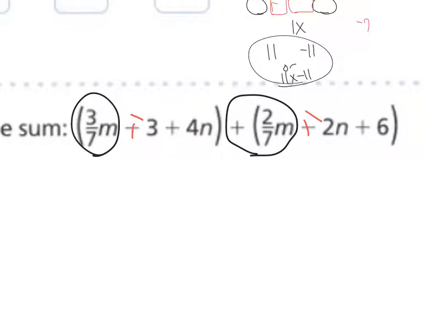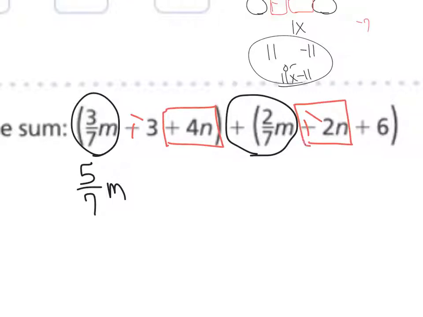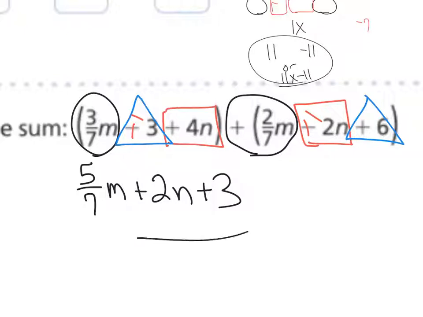So the m's, we can combine. They already have the same denominator, so that makes things easier for us. So that would be 5/7 m. Other variables, we have n's. So 4 plus negative 2 would be a positive 2n. And then the constants, we've got negative 3 plus 6, which would be a positive 3. So 5/7 m plus 2n plus 3 should be our final answer for that problem.